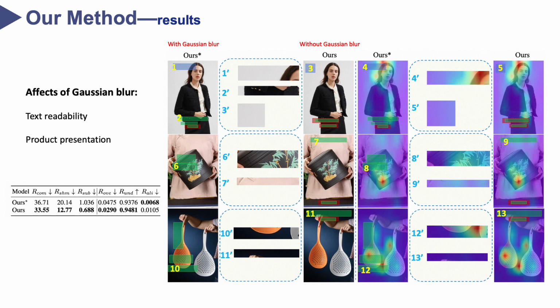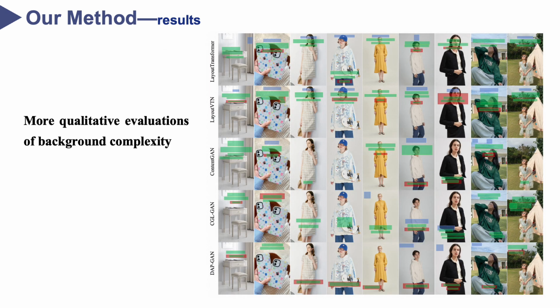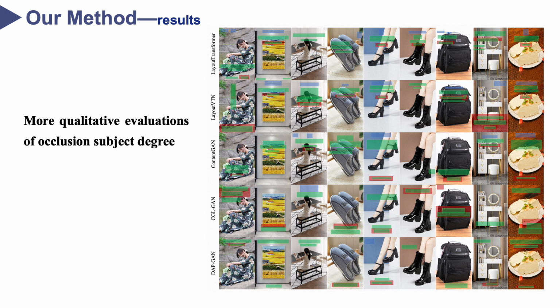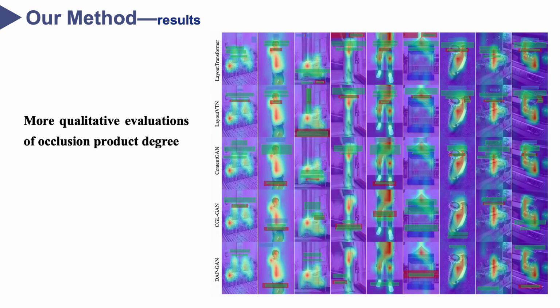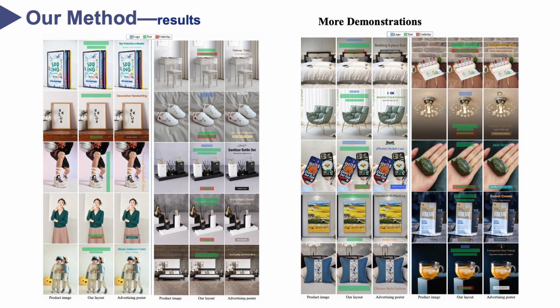These quantitative and qualitative analyses demonstrate that the lost image details caused by Gaussian blur will degrade the quality of the generated graphic layout. More evaluations here. Here are more demonstrations of advertising posters designed with our layout.